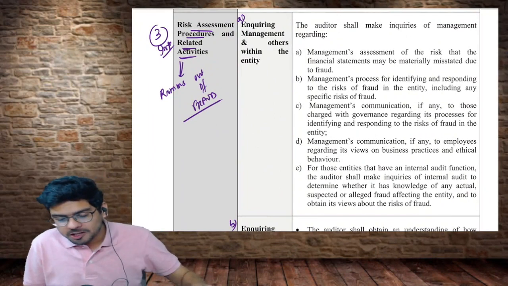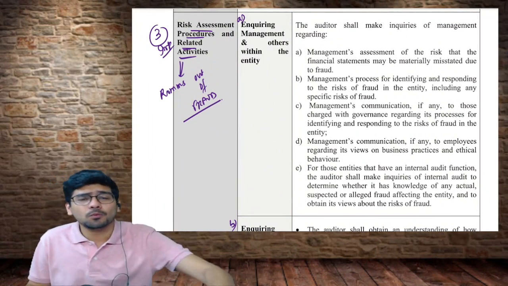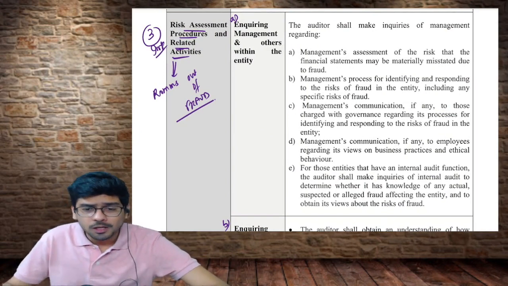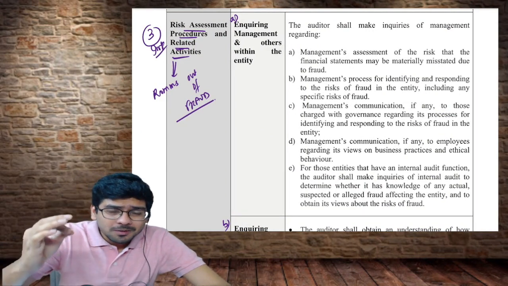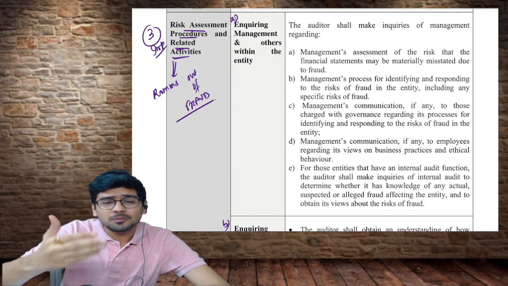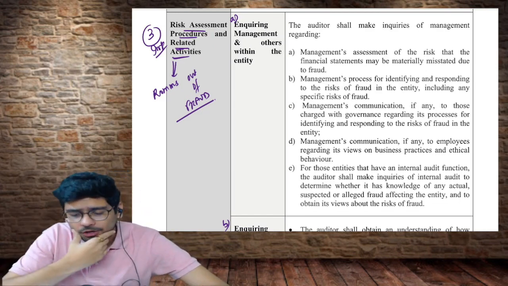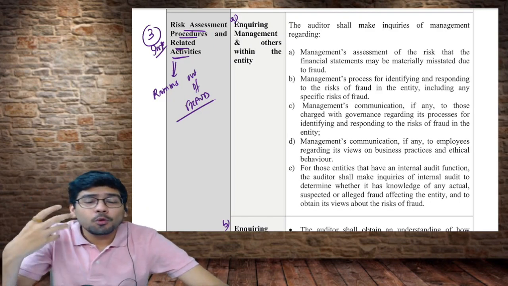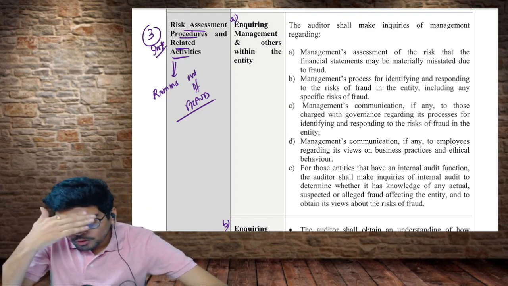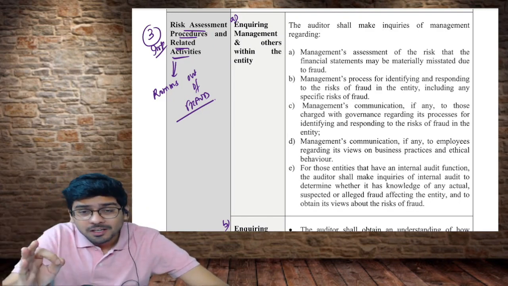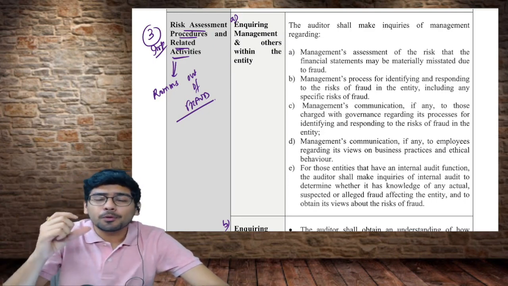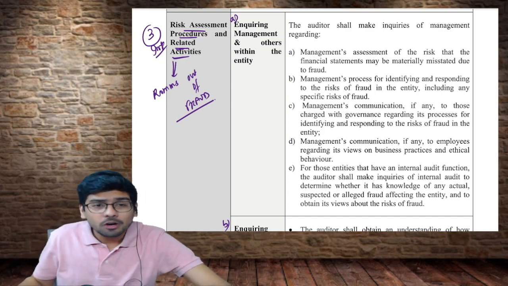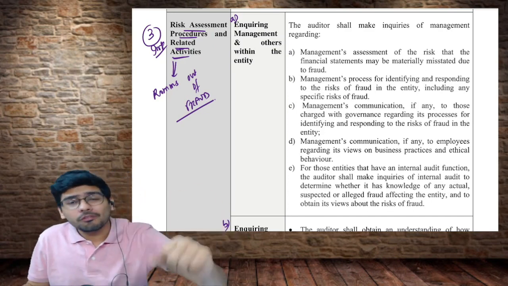First is inquiring management and others within the entity. What is the auditor going to ask? Okay, now please answer this question to me. Whose primary responsibility is it to prevent and detect fraud? Yeah, so we are going to ask management first. We are going to inquire management, do you have a process in place wherein you assess the chances of fraud? Or have you assessed the likelihood of fraud in your organization?